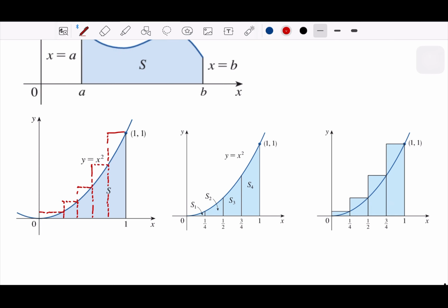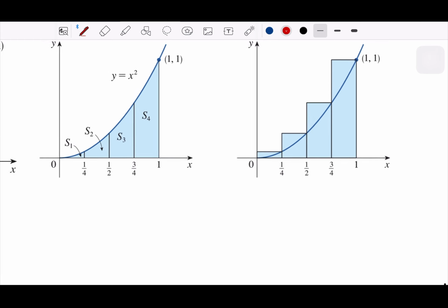So we have the 1/4 here as the distance of x, the base. And for the height, since it is x squared, we are going to take x, for example, for this part, this is 1/4 and then squared. Okay? So we are going to do that to sum all the rectangles.